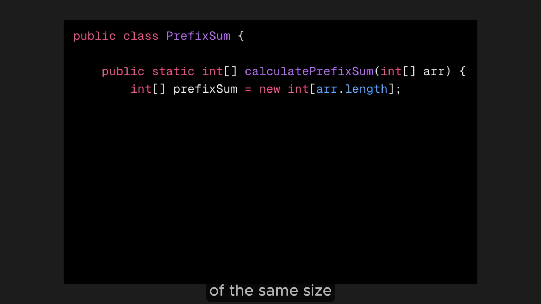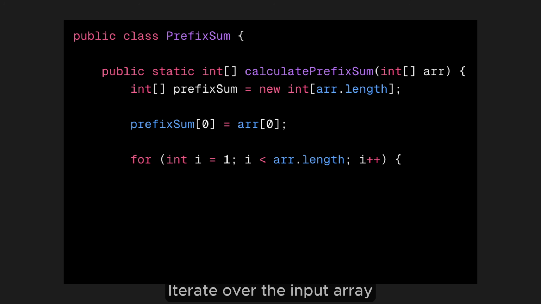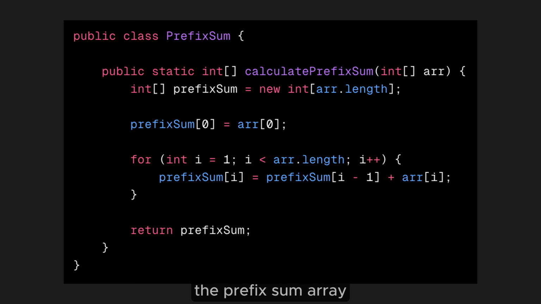Initialize a prefix sum array of the same size as the input array. Assign the first element of the prefix sum array to be the same as the first element of the input array. Iterate over the input array, updating each element of the prefix sum array using the formula prefix sum at i is equal to prefix sum at i minus 1 plus the array value at i.